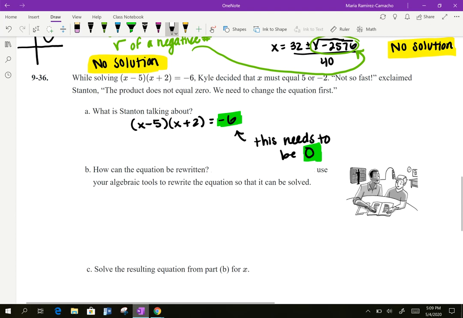Use your algebraic tools to rewrite the equation so that it can be solved. Okay, we can do that.